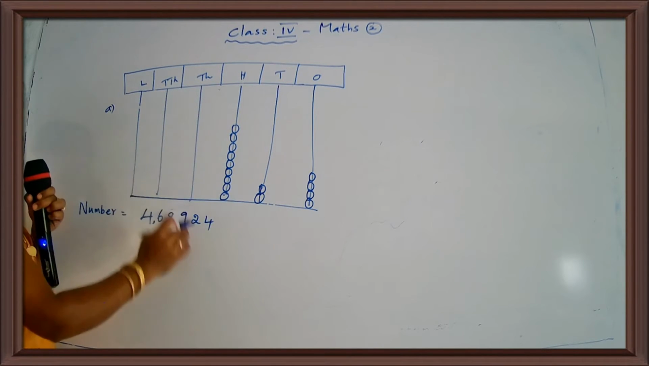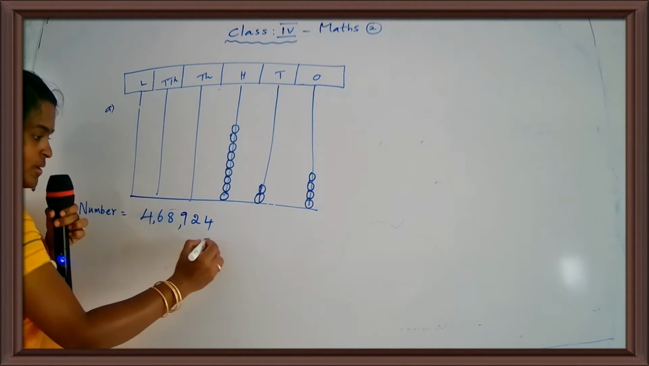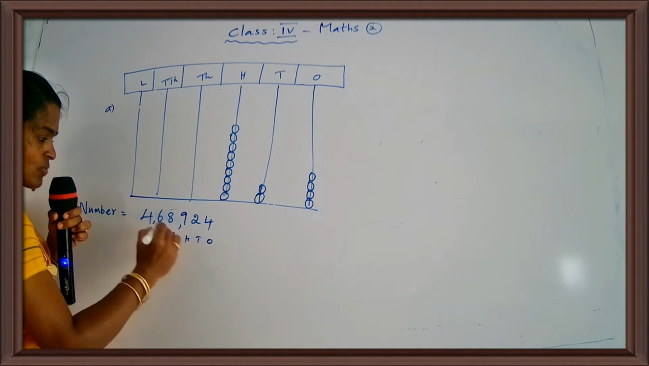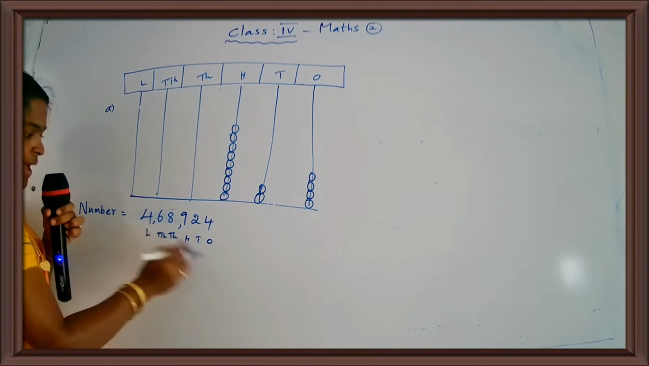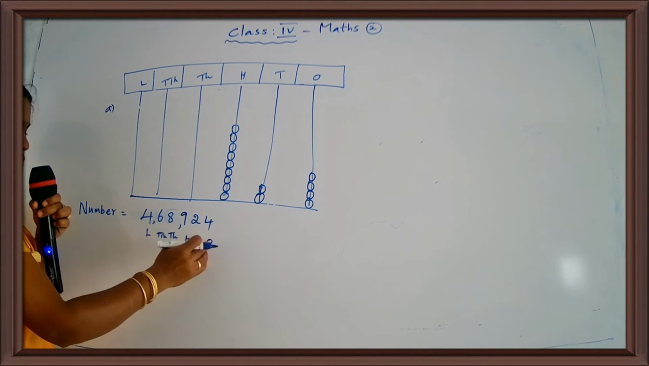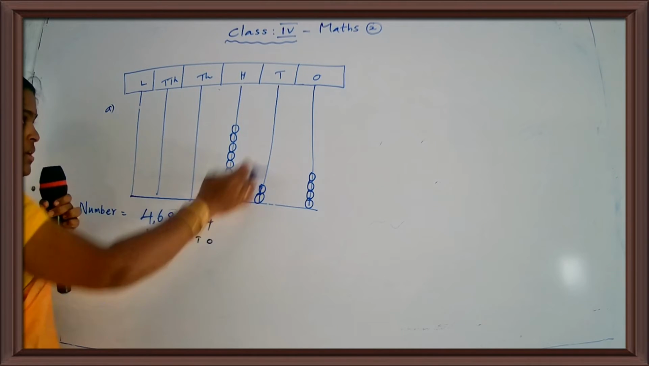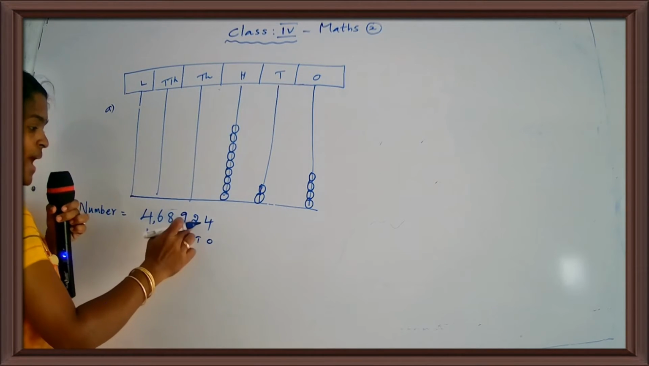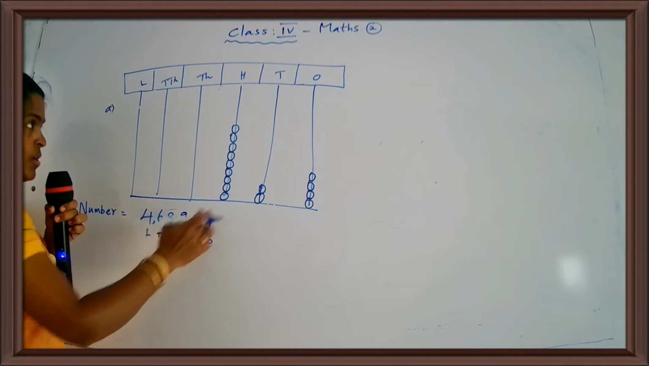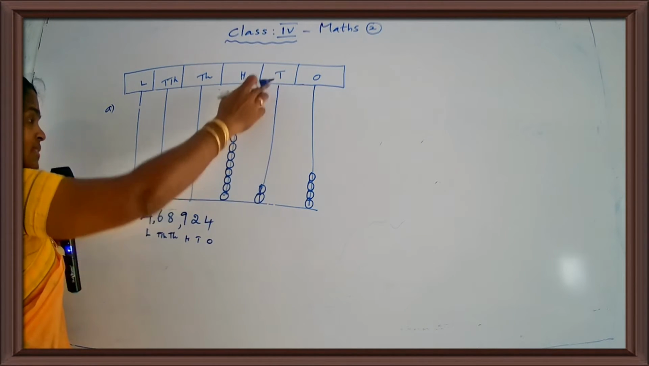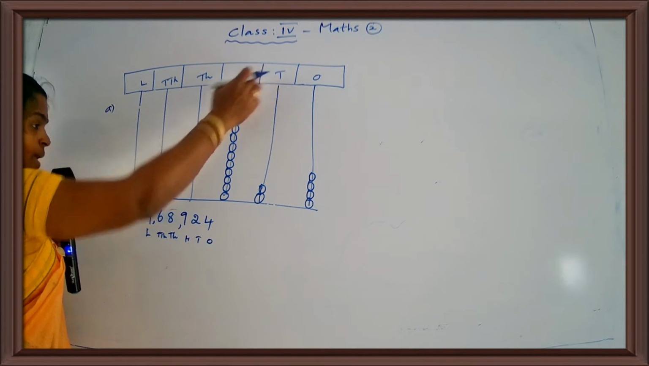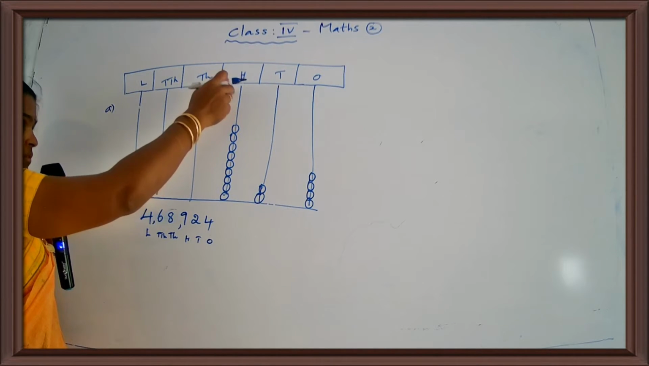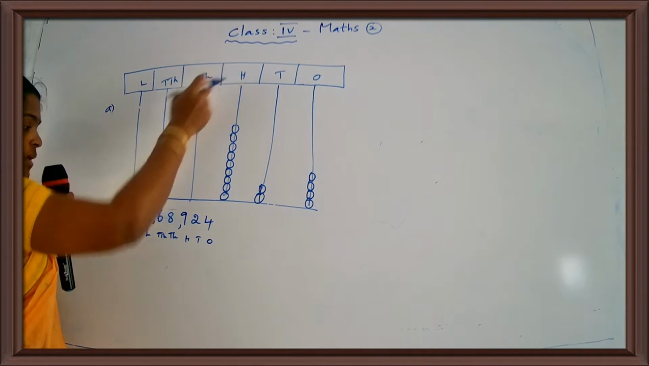Okay children, then thousands place. This is ones, tens, hundreds, thousands, ten thousands, lakh. This is the place value of these numbers. So ones place is 4, so you draw 4 beads in ones place, and tens place has 2, so you draw 2 beads in tens place. Then hundreds place has 9, so you draw 9 beads on the abacus in hundreds place.